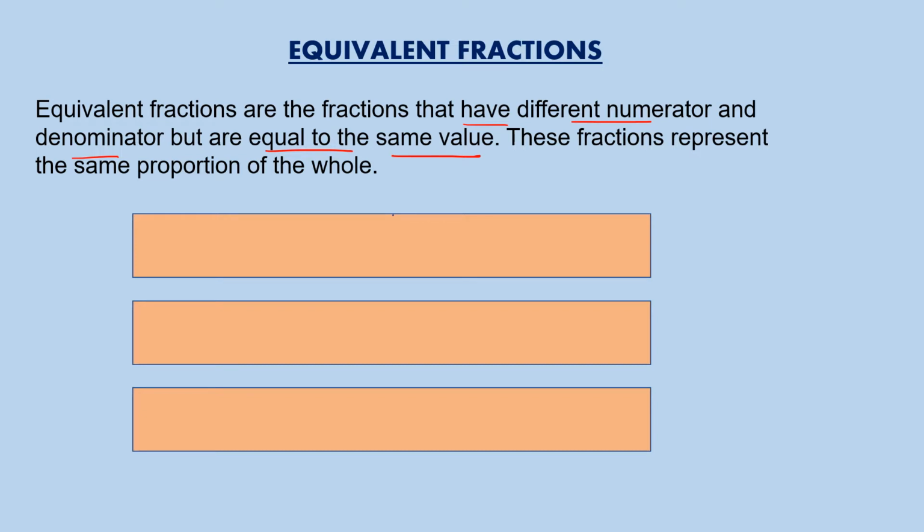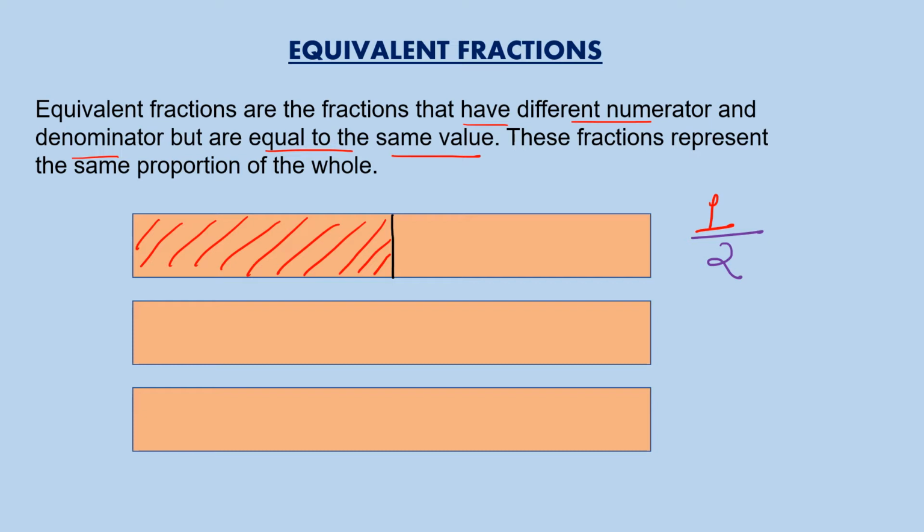Suppose I have a chocolate and I divide it into two equal parts. Out of these two equal parts, I ate one part of this chocolate, so I am shading one part. The fraction of the chocolate I have eaten is, because there are two equal parts, we write 2 in the denominator, and I ate one part, so we write 1 in the numerator. So I ate half of this chocolate.